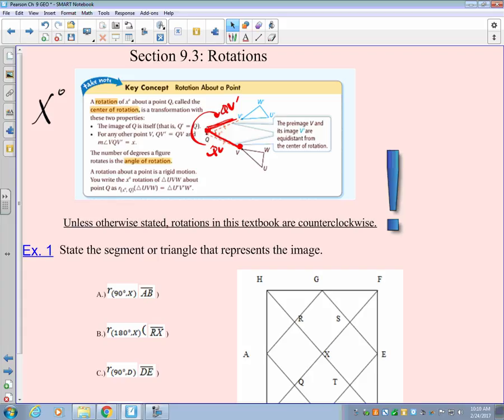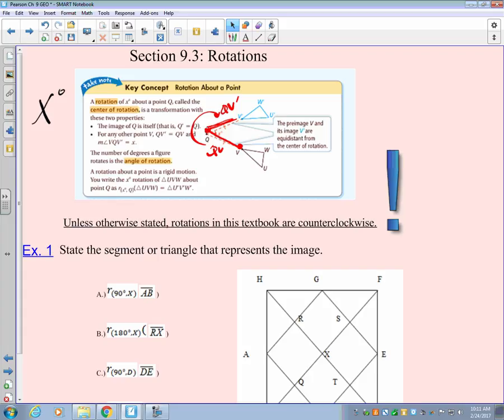Okay, and then the number of degrees a figure rotates is the angle of rotation. Awesome, and then Claire, you're up. A rotation about a point is a rigid motion. You will write the x degrees rotation of triangle UVW about point Q as R sub x degrees, Q, of triangle UVW equals triangle U prime V prime W prime.